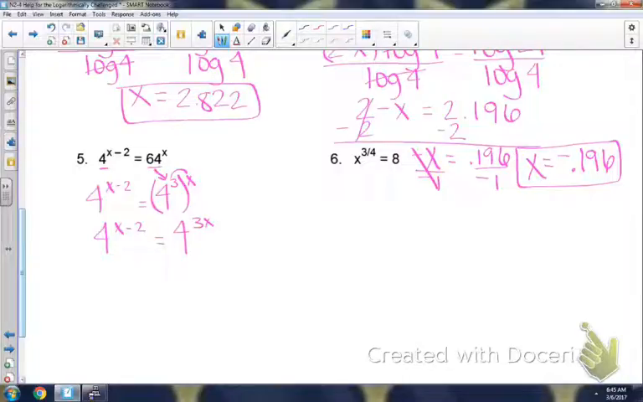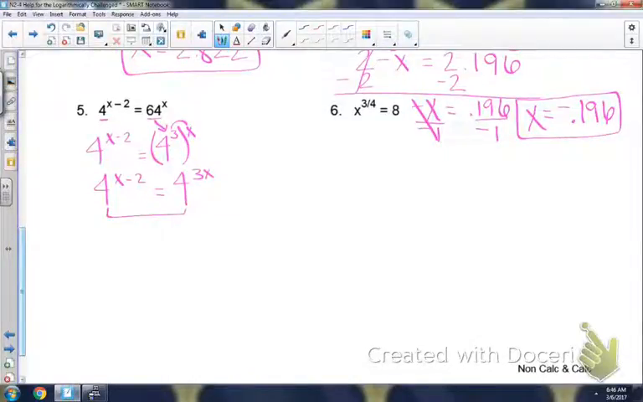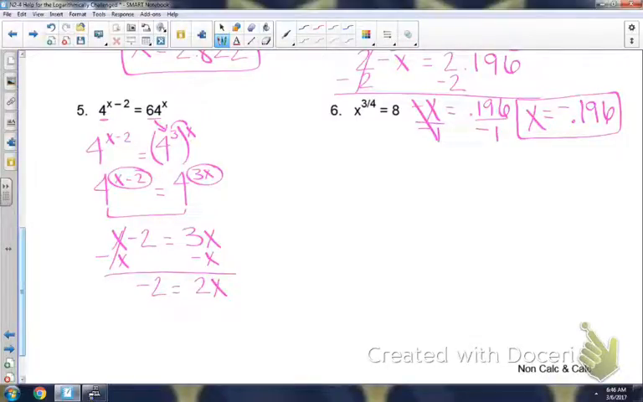Now the reason I did that is because now notice that these bases are equal. If the bases are equal and this is an equation, we know that their exponents have to also be equal. So it makes it easier for us to solve. I'm just going to set x minus 2 equal to 3x. So now I just have a linear equation. So I'm going to subtract x, and I have negative 2 equals 2x. So x would equal negative 1.